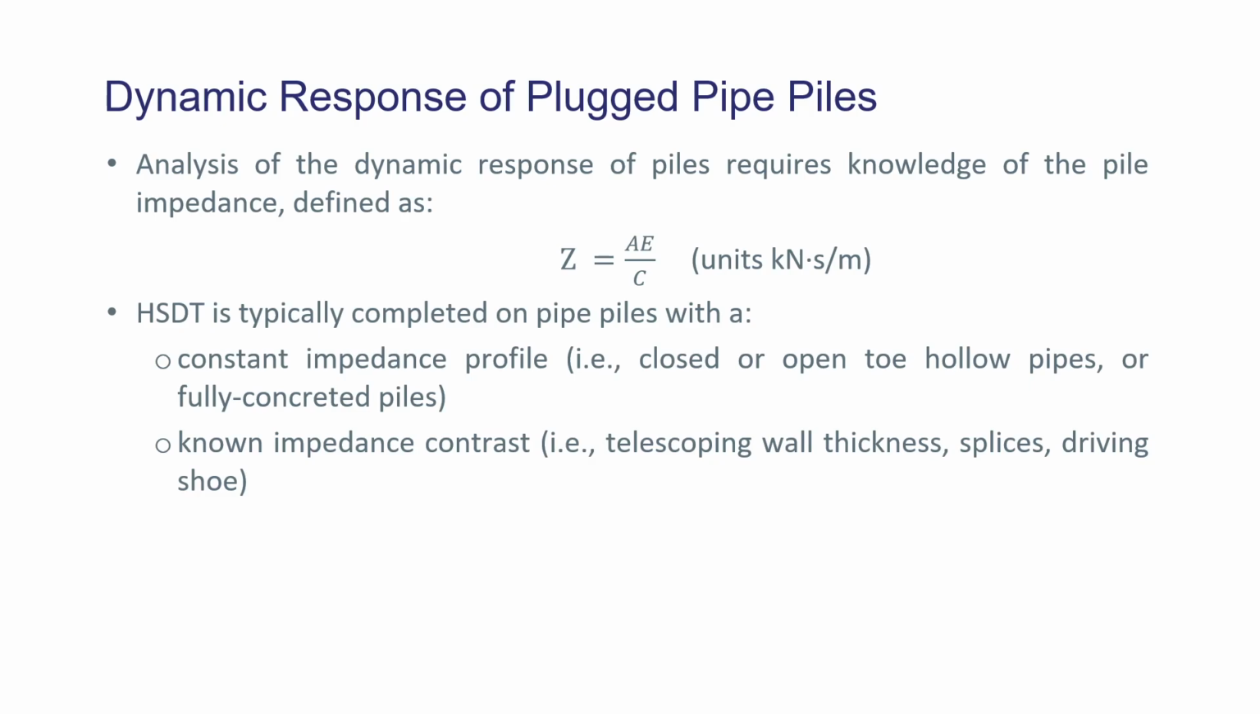Typically, high-strain dynamic testing is completed on piles with constant impedance, something like a closed or open toe pile, fully concreted, or something where we've got a known impedance contrast where we adjust the wall thickness for the purposes of corrosion protection or something like that, right?